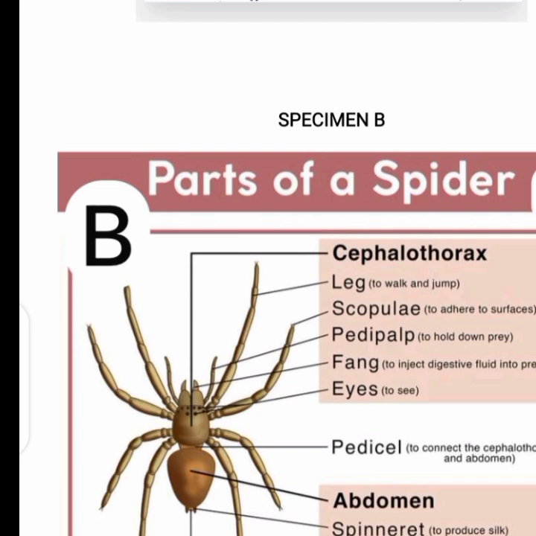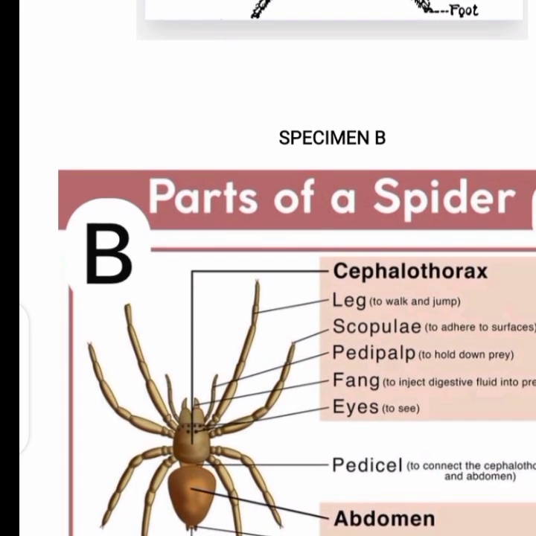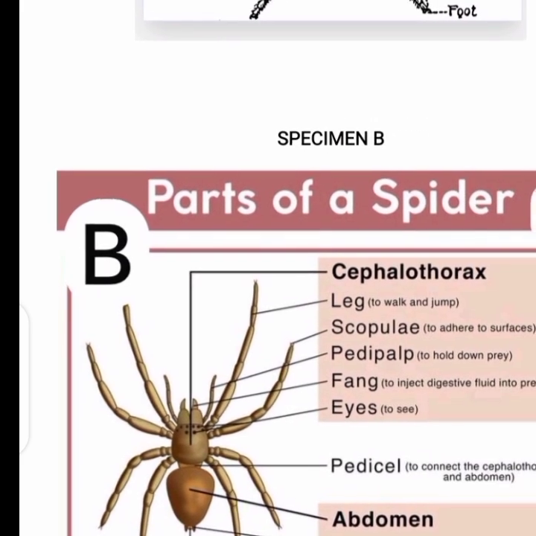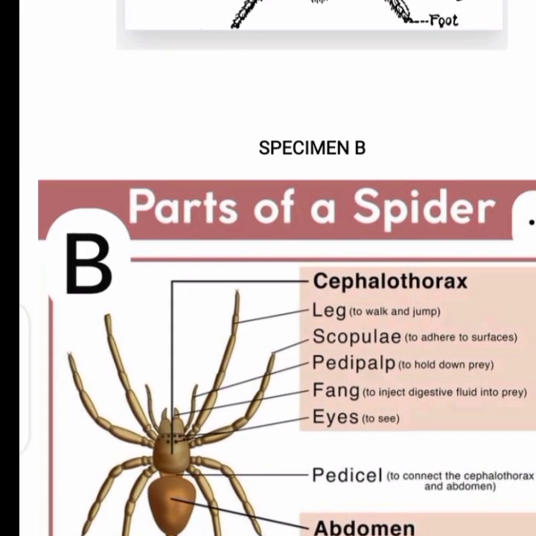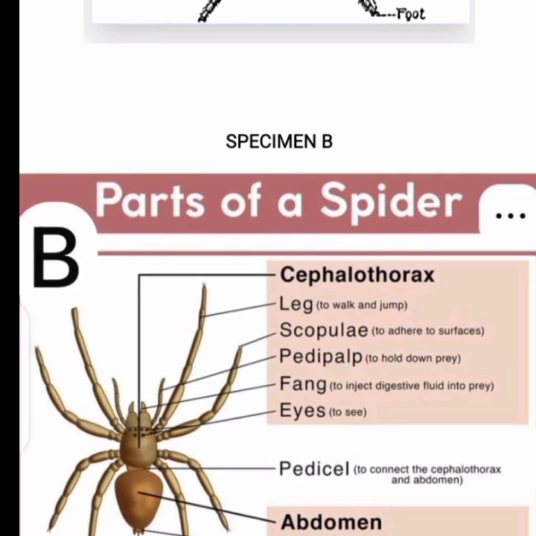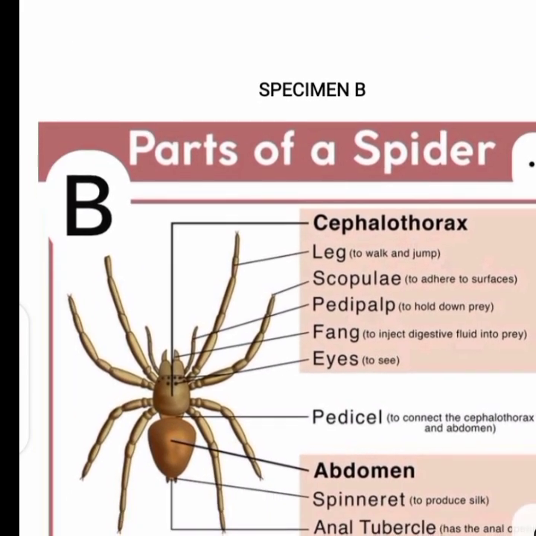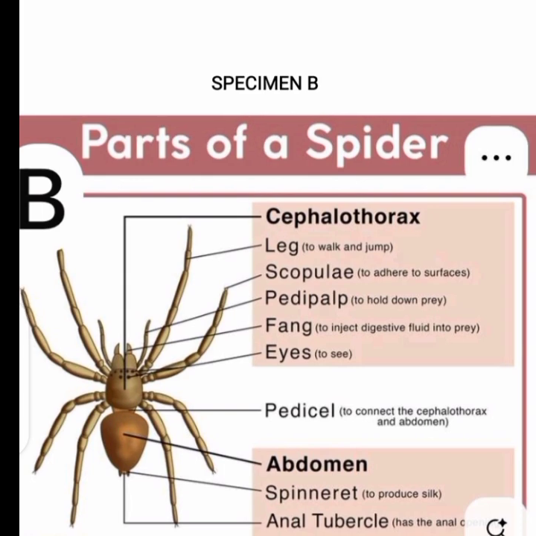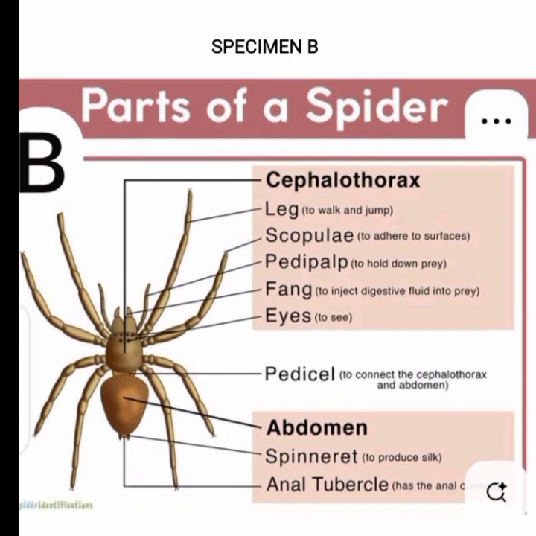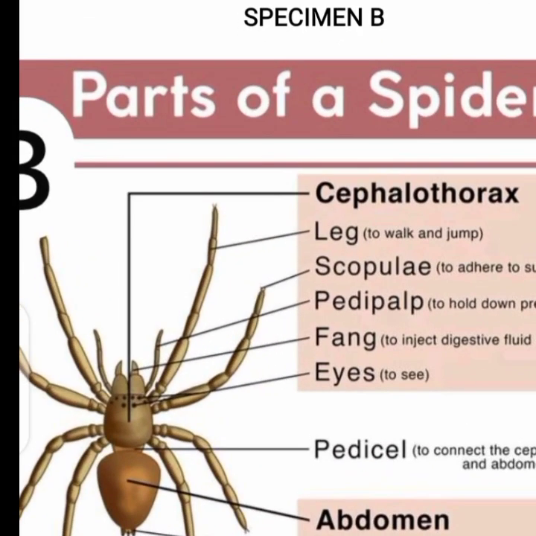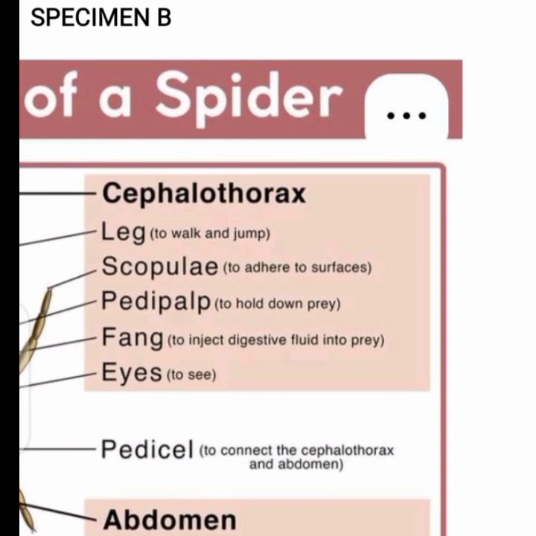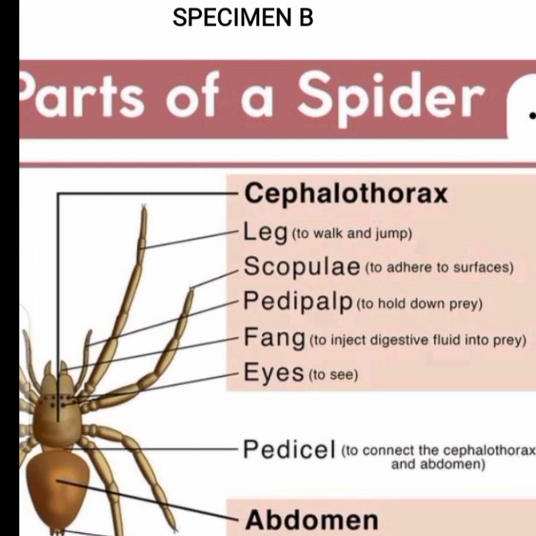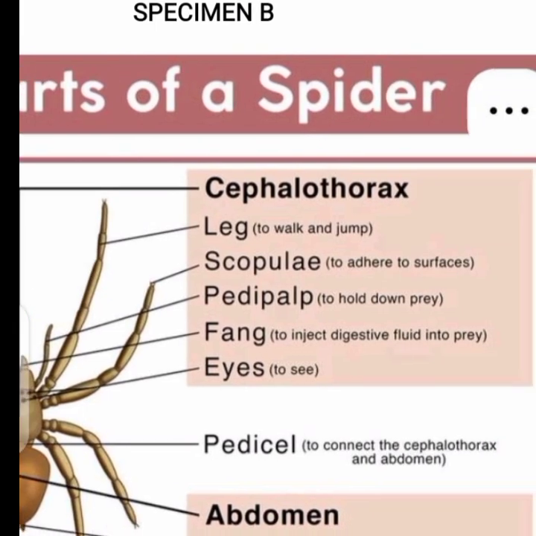So actually the way they feed is when they capture the prey, they inject fluid into that prey, so the prey will begin to dissolve and they will suck the liquid, the fluid that the prey has become. Then that is how they feed. Then we have the eyes, definitely they use that to see. So we have the part called pedicel. That's the pedicel, it connects the cephalothorax to the abdomen. You can see that's the link between the cephalothorax and abdomen.